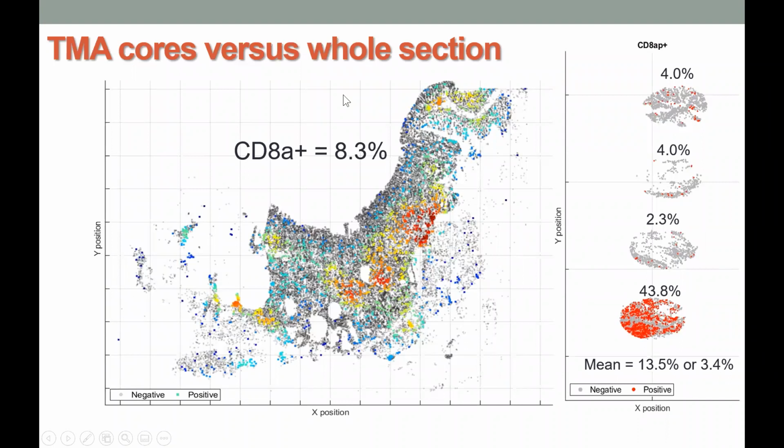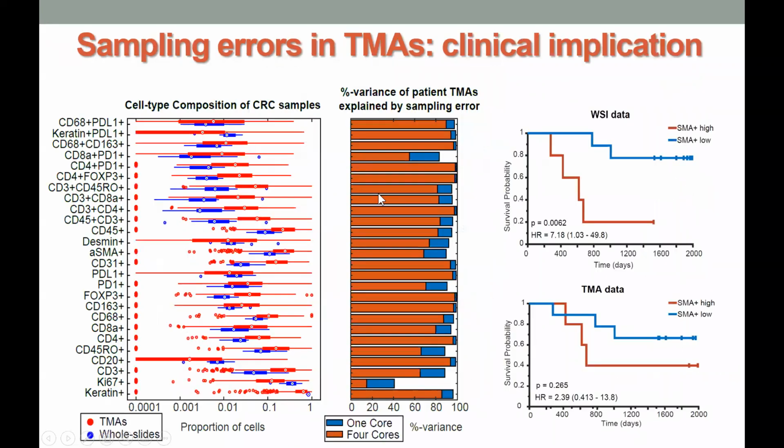If we look at the whole section in a digital way, at the CD8 positive cells, after quantification we get 8.3%. But if you look at each individual core, you can get as low as 4%, and some cores are as high as 43%. So it's a huge difference. Even if you try to calculate the mean or exclude an outlier, there is no way you can get 8.3 here. And if you address this problem in a more systematic way, this is just a quick figure to show you.